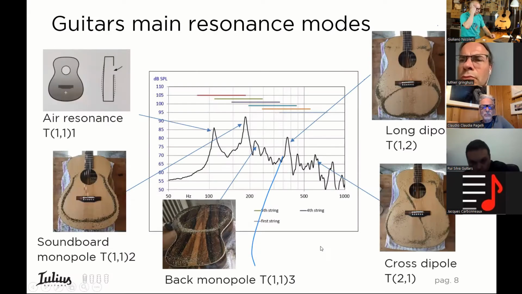I'm going to talk about this, and I am only up to 1K because the most important modes that we can control in an acoustic guitar are not usually over 1 kilohertz. Of course, there is activity on the soundboard.